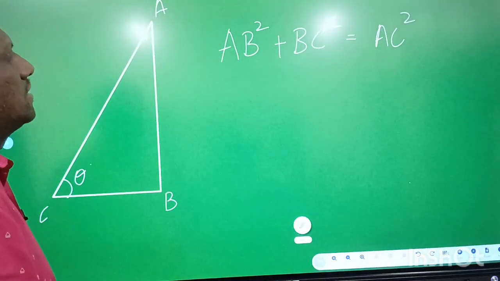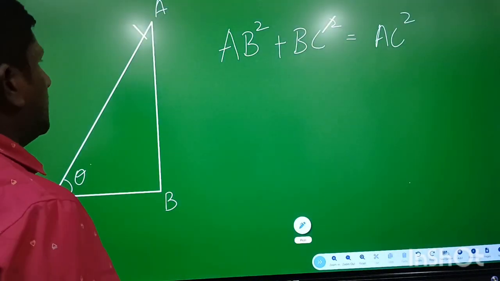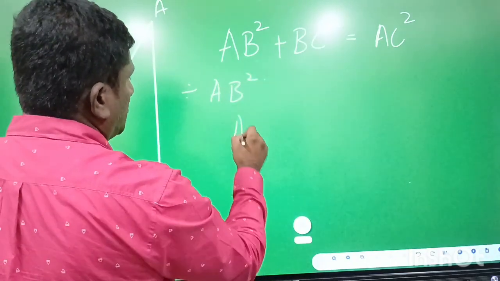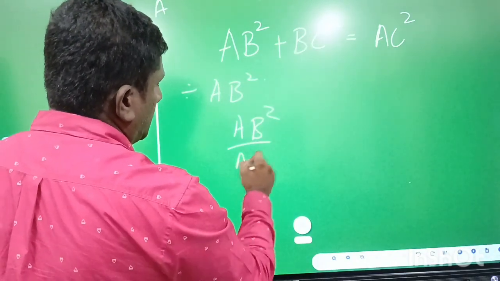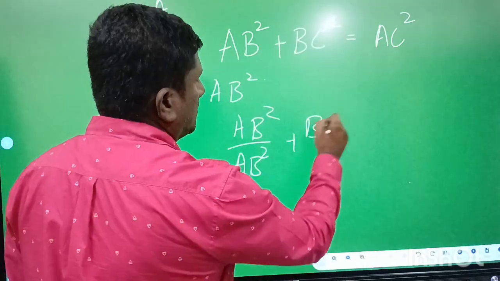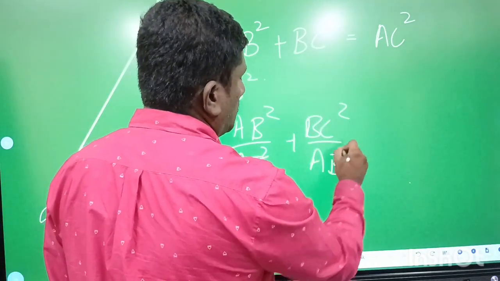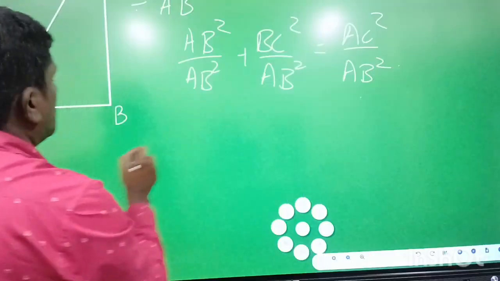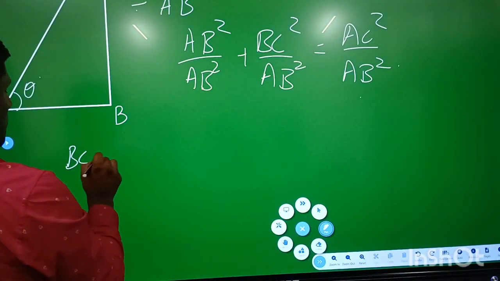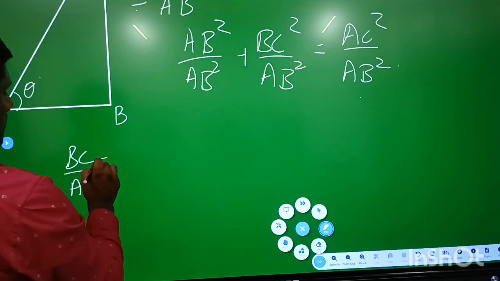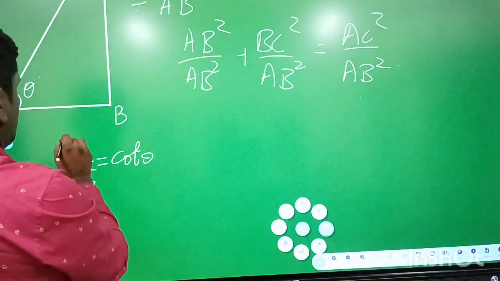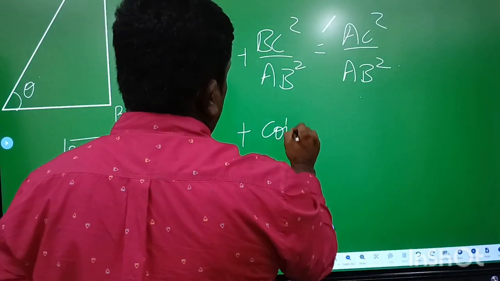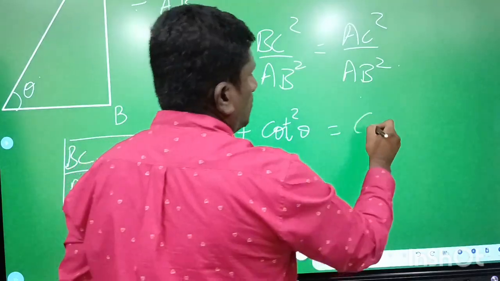As you might have guessed, what we can do here is divide it by AB square. When I divide it by AB square, this becomes AB square by AB square plus BC square by AB square is equal to AC square by AB square. BC by AB is cot. You can check the previous slide, it is cot theta. So it becomes 1 plus cot square theta is equal to cosecant square theta.